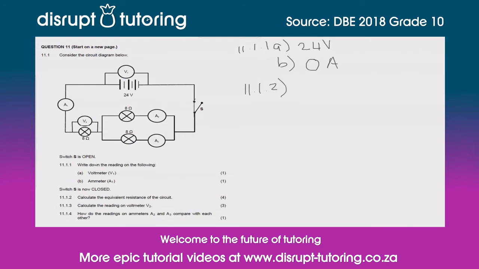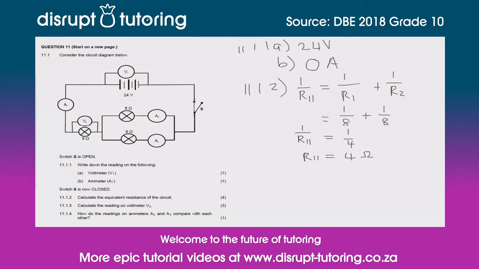So we know that to work out a parallel resistance, we say 1 over R parallel is equal to 1 over R1 plus 1 over R2. We know that both the resistances in the light bulbs are 8 ohms, so 1 over 8 plus 1 over 8, and that gives us a quarter. Remember, that's 1 over R parallel. So if you invert it, then you get R parallel is equal to 4 ohms.